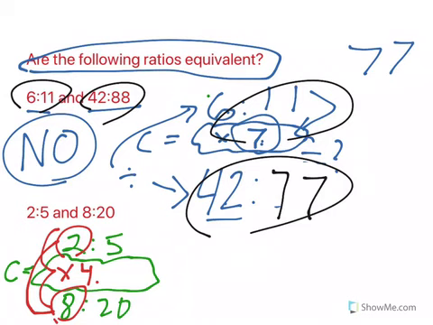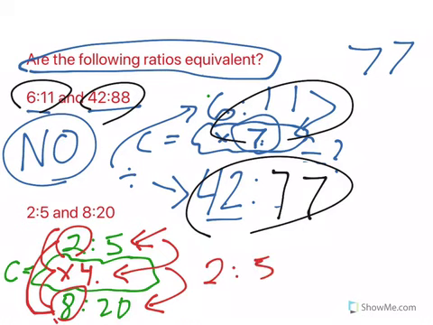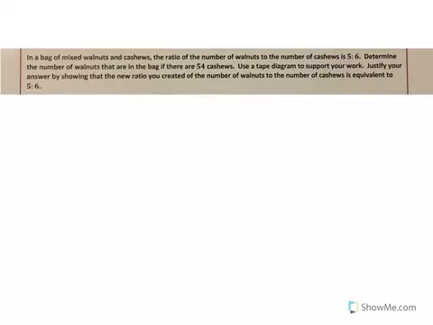Now, for these to be equivalent ratios, that would mean that 5 times 4 equals 20. Is 5 times 4 20? It is indeed. So 2 to 5 is equivalent to 8 to 20.